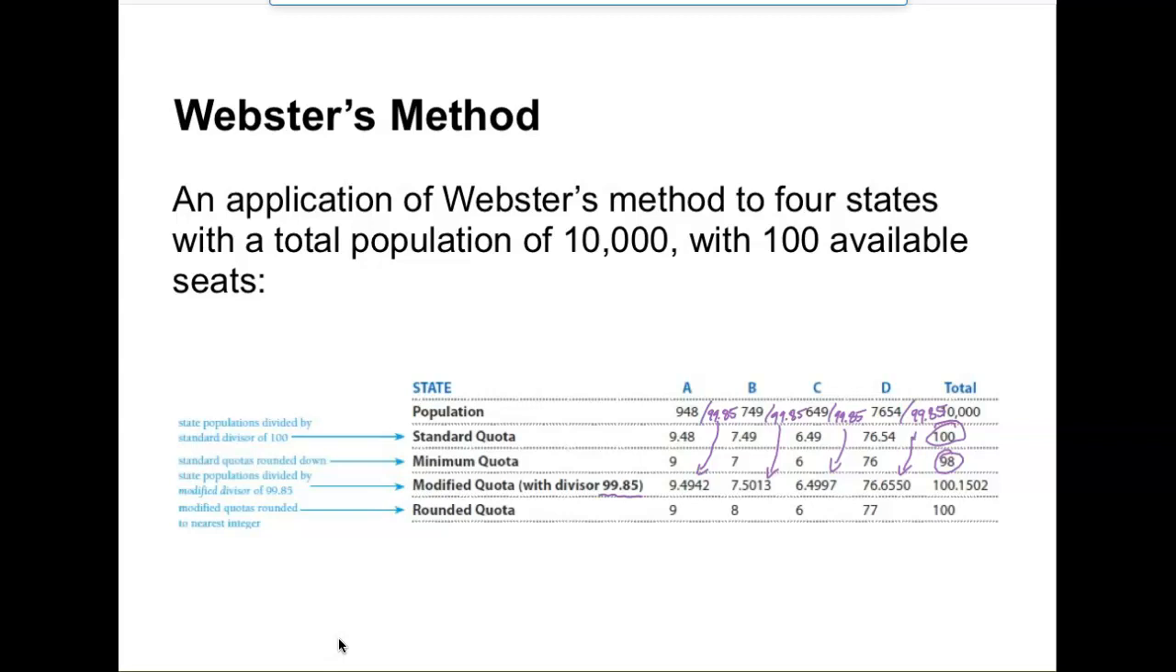So 9.4 rounds down to 9, 7.5 rounds up to 8, 6.4 rounds down to 6, 76.6 rounds up to 77. After you've done that, total them up, and we got 100. Okay? So with Webster's method, you're using standard rounding rules after you've found your modified quota.